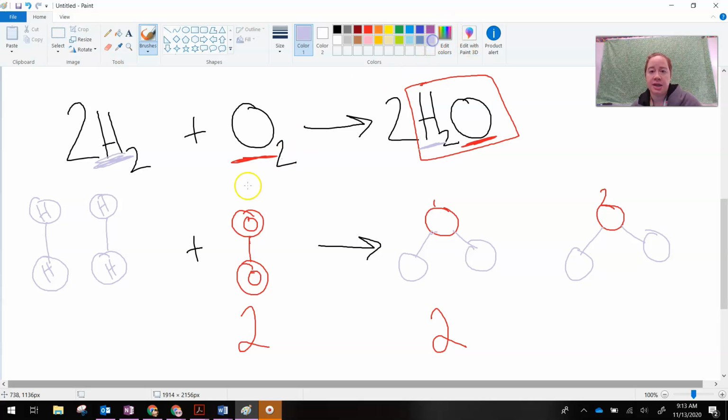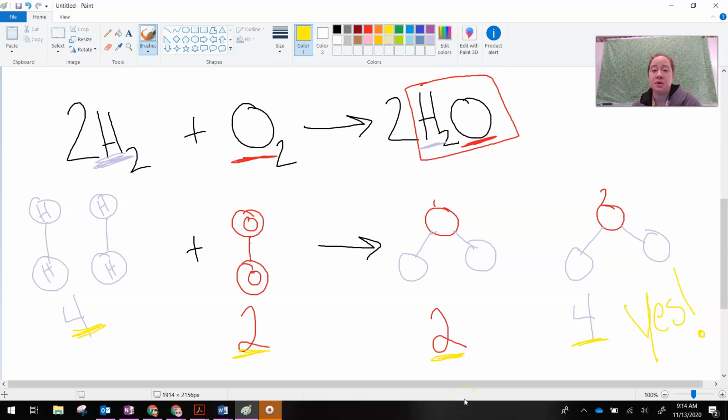Then I count up my hydrogen atoms, 1, 2, 3, 4, 4 hydrogen atoms, and 1, 2, 3, 4 hydrogen atoms. This equation is following the law of conservation of mass. So I'm going to say yes, it is following the law of conservation of mass. You would need to use evidence. In your assignment today for asynchronous, you have to use evidence, and your evidence would be that these numbers are the same, okay? 4 hydrogen, 4 hydrogen, 2 oxygen, 2 oxygen.